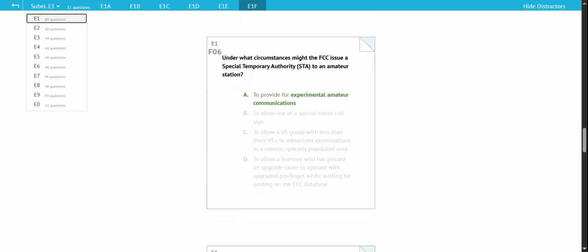Question Echo 1 Foxtrot 06. Under what circumstances might the FCC issue a special temporary authority, STA, to an amateur station? And the answer is to provide for experimental amateur communications.